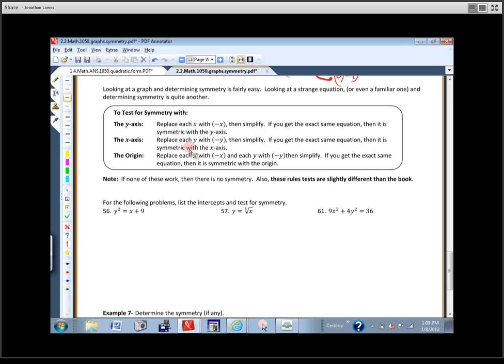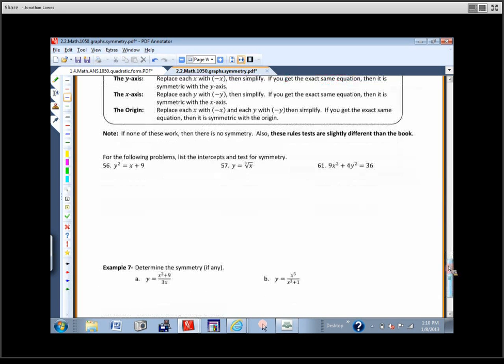If we want symmetry with the x-axis, that means the y's changed. Top was the same as the bottom. So replace every y with a negative y, simplify, and it should look exactly the same as it did before. And if it was symmetric with the origin, remember they both changed. So we're going to replace x with a negative x, y with a negative y, simplify, and see if we end up with the exact same equation. Okay? All right, so I do want to point out, again, these are rules that we're going to use. We're going to tweak them a little bit in Chapter 3 because we talk about symmetry quite a bit.